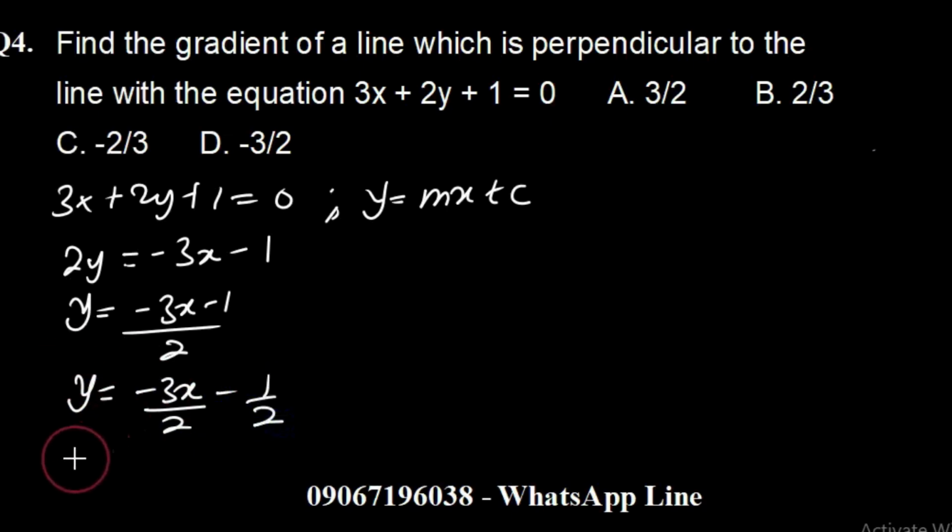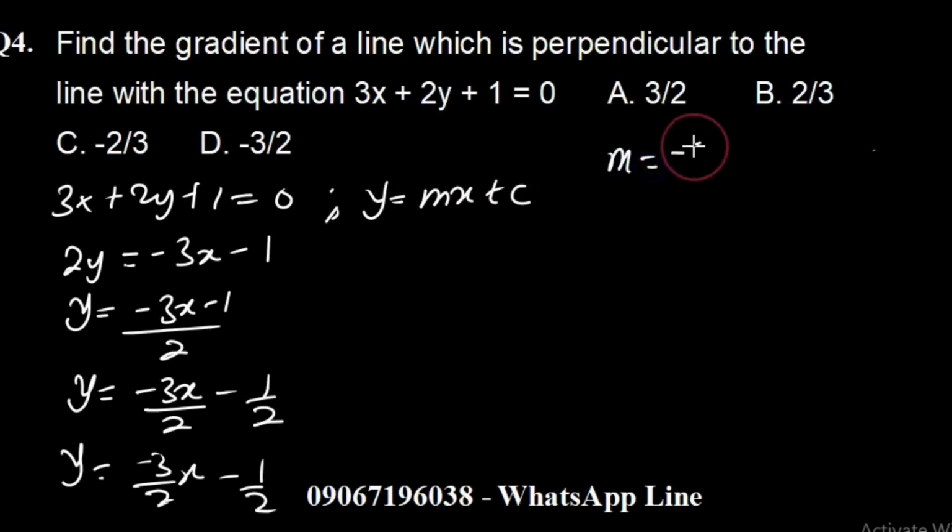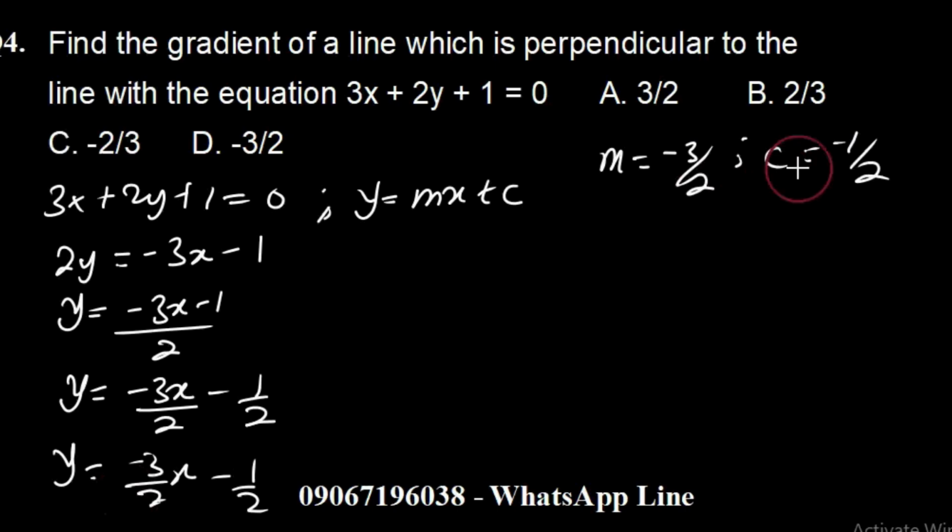If we single this out, you can see here that y = minus 3 over 2 x, and then minus 1 over 2. Therefore, comparing this with y = mx + c, we have that our m is equal to minus 3 over 2, and our c is equal to minus 1 over 2.